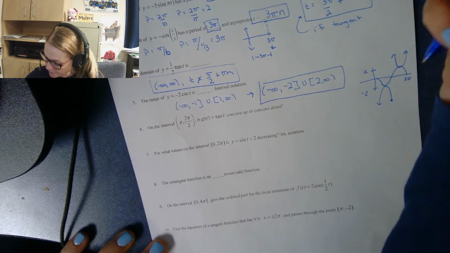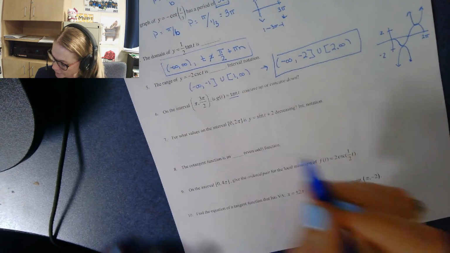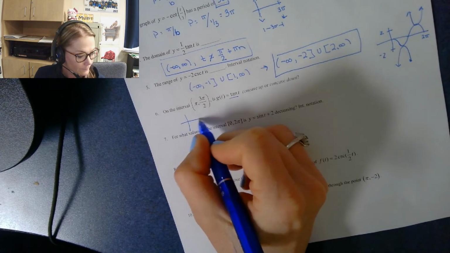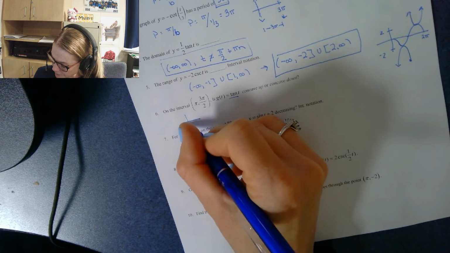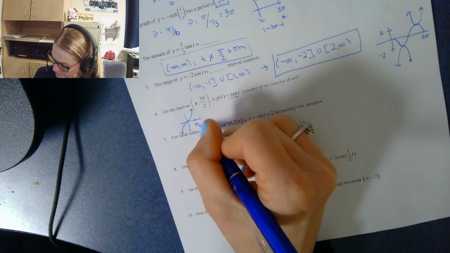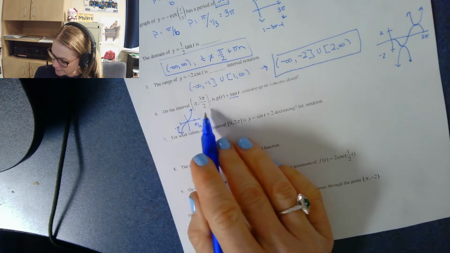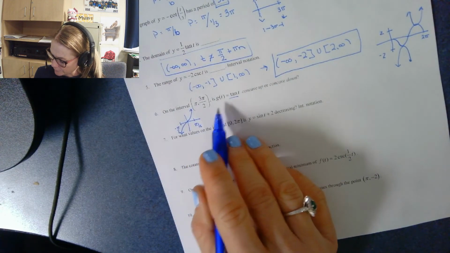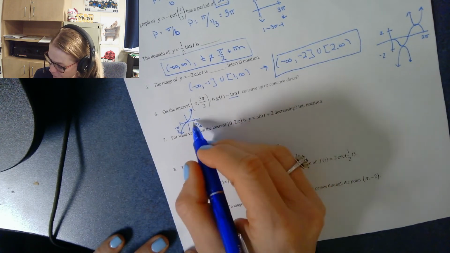All right, next one: on the interval pi to 3 pi over 2, where's tangent concave up or concave down? Tangent, okay. Tangent's easy. So tangent, we go through the origin here for the basic look. But this wants us to go on over to pi and 3 pi over 2. So we're going to go one more cycle over.